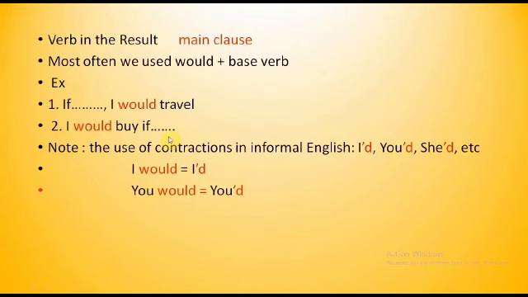Right. So let's talk about the main clause, the verb in the result. Most often we use would plus base verb, or the verb in infinitive without to. Example, if, the if clause, I would travel. We can start also with the main clause, I would buy, if, right? Note the use of contractions in informal English, like this: I'd, you'd, she'd, etc. So mainly I would equals I'd. Both are correct.